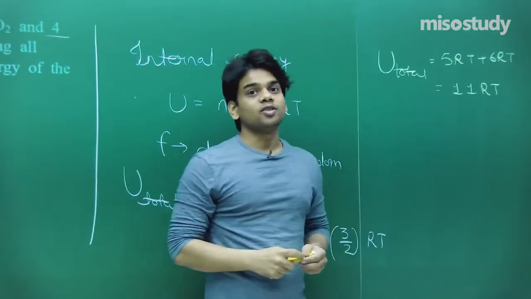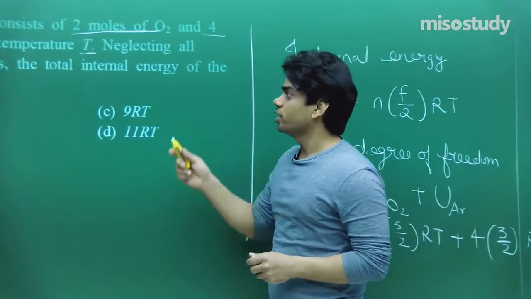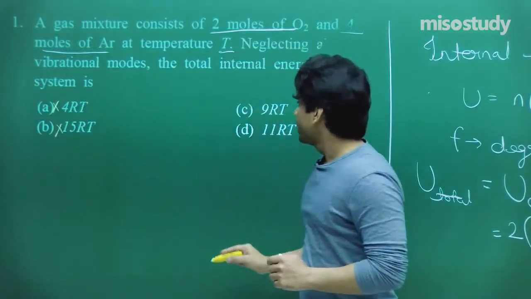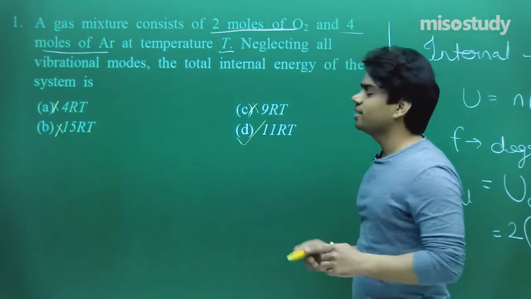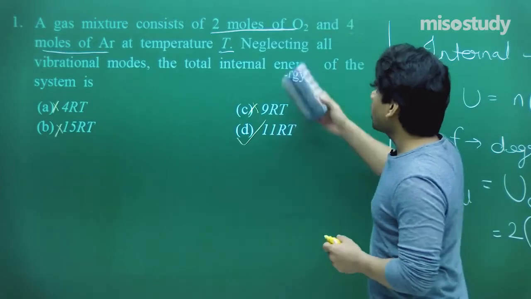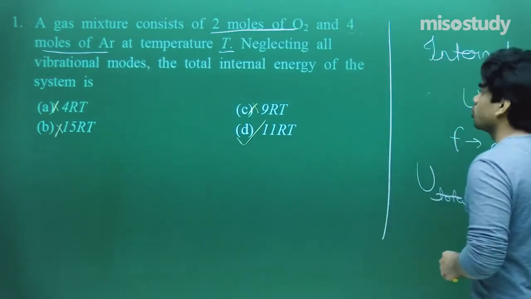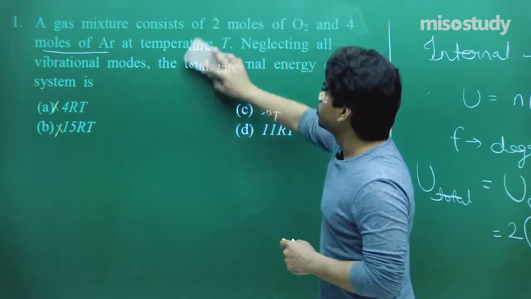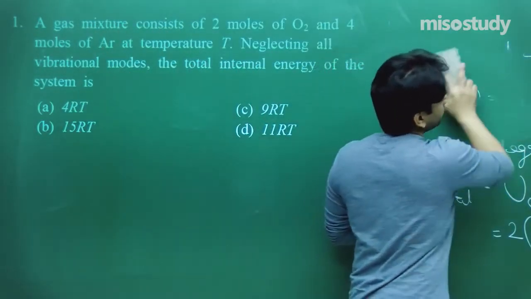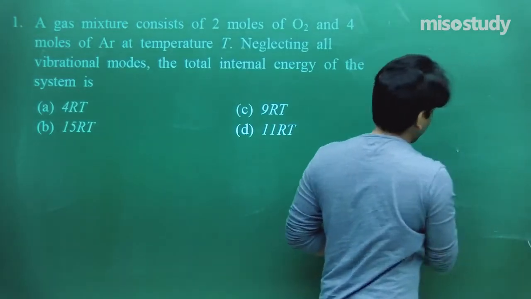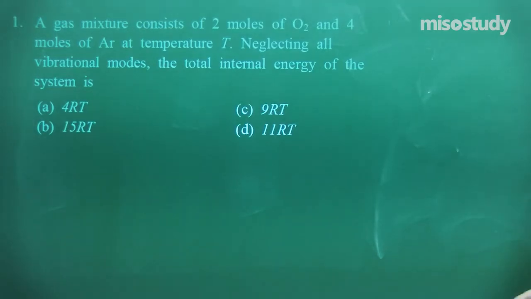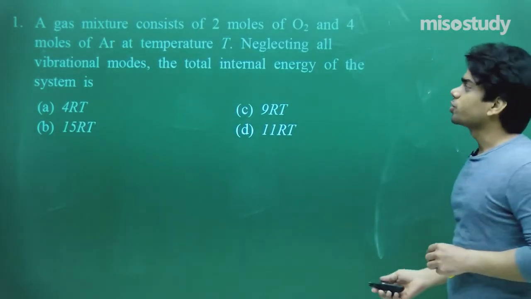So the total internal energy of this system, without considering the vibrational modes: 4 RT no, 15 RT no, 9 RT no, 11 RT is the right answer that we are getting. Simple question, the only thing you have to remember is how the energies are associated and related with respect to degree of freedom. If you remember such basic small things, you can answer very quickly and easily on the day of your examination. Let's be very quick to do question number 2.